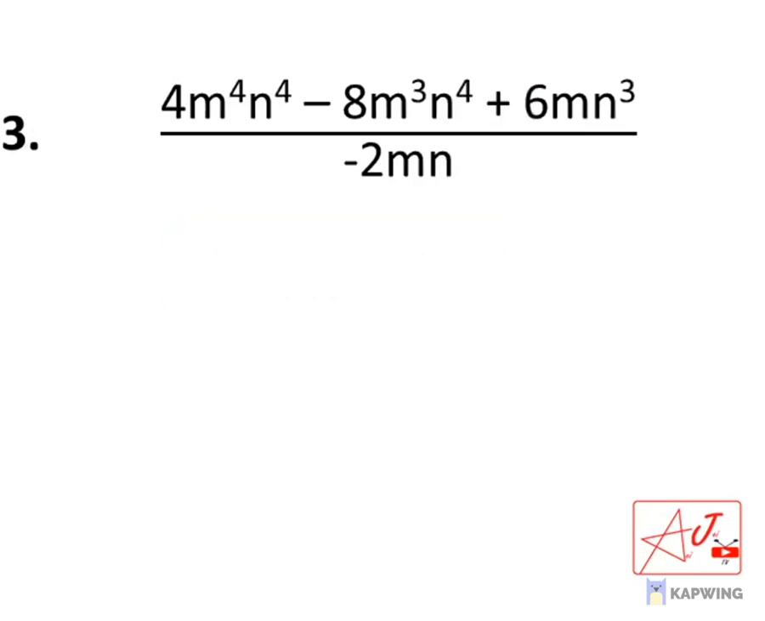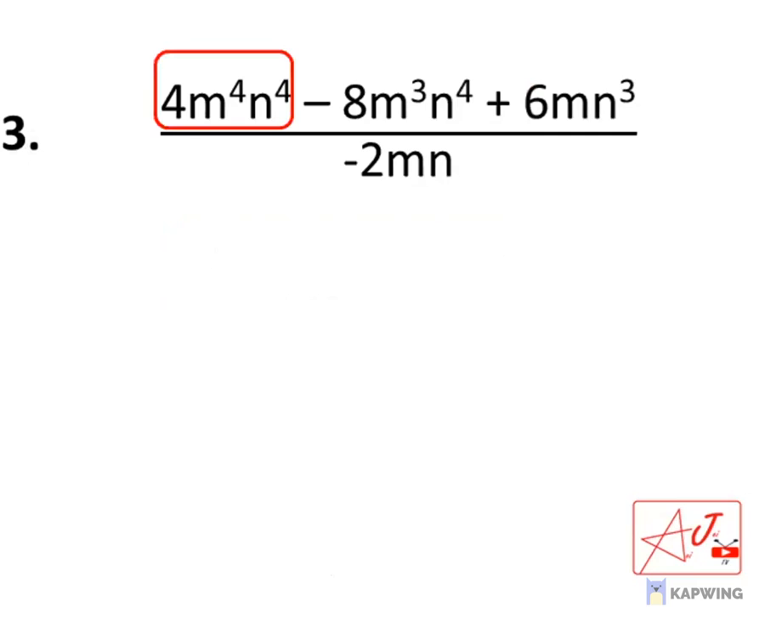Another. So, ito po yung ibang itsura ng ating division of polynomials. Yung kanina, yun yung normal na itsura ng division. Pero in this case naman, naka-fractional form siya. So, yung fraction is also division. Okay. So, start na natin. So, kapag ganito yung case, ganun pa rin naman. Isa-isa natin silang i-divide lahat kay 2mn or kay negative 2mn.